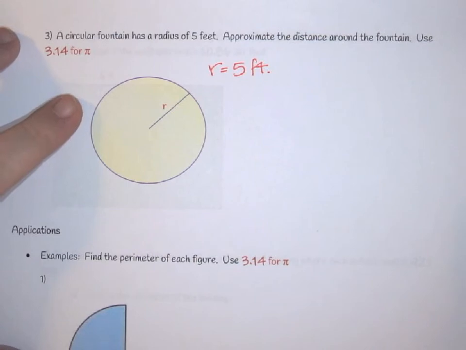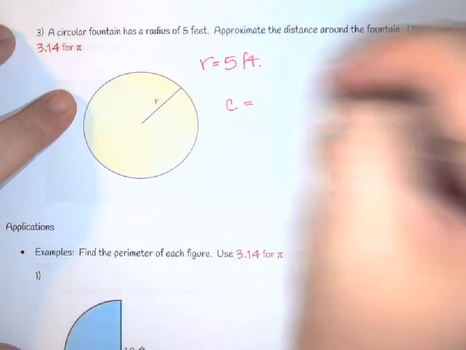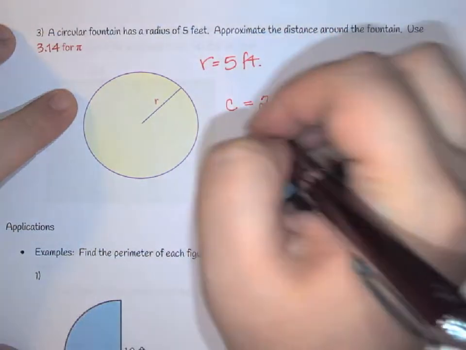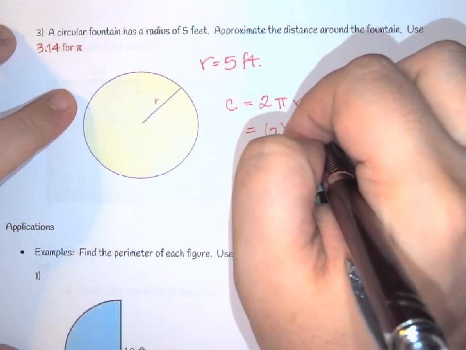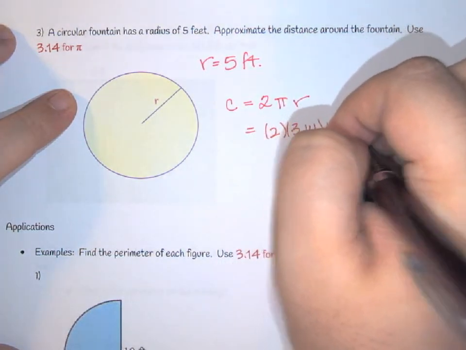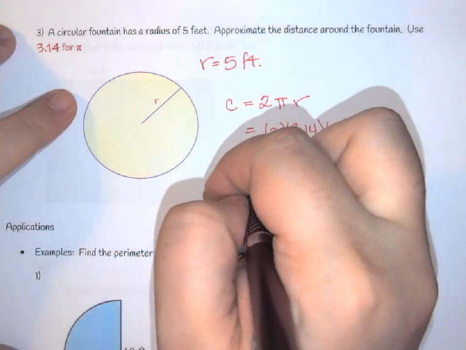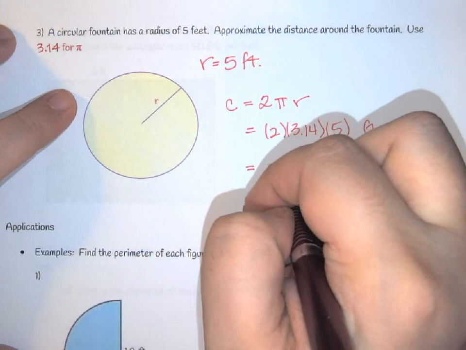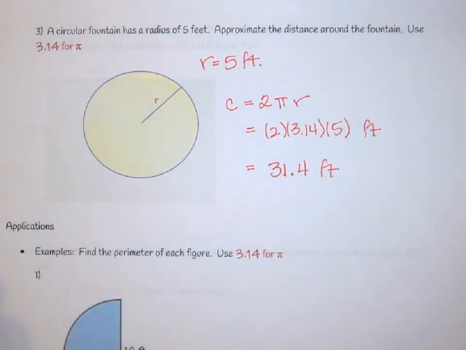If we want to know the distance around the fountain, we're talking about circumference. Since I gave you radius, we're going to use 2 pi r. So in this case, we're going to have 2 times 3.14 times 5. And this is in feet. So here we're going to end up with 31.4 feet as your circumference.